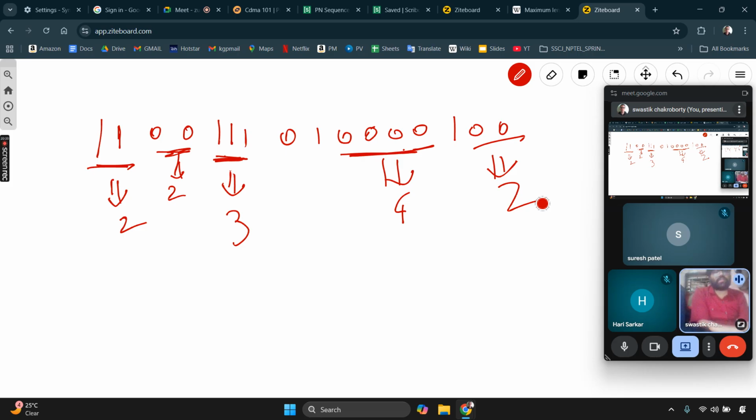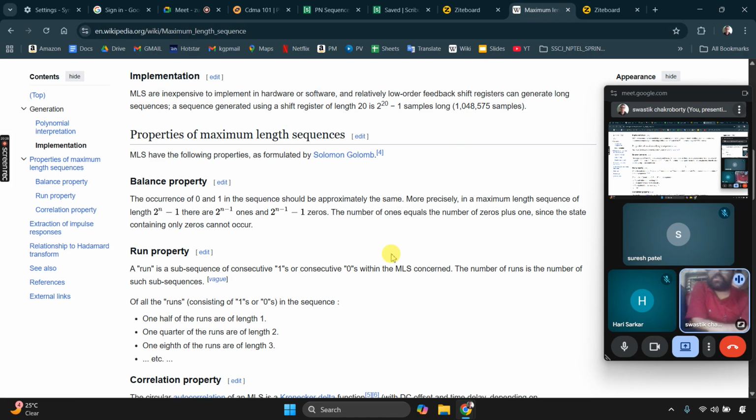So the maximum run that zeros have is 4, and the maximum run that ones have is 3. A run is a subsequence of consecutive ones or consecutive zeros within the maximal length sequence, or M sequence. The number of runs means the number of such subsequences, the number of consecutive appearances.